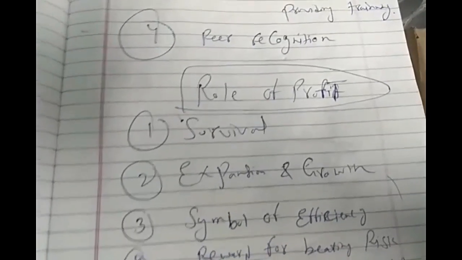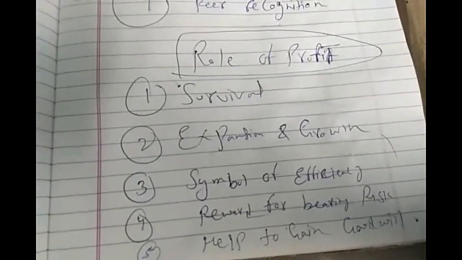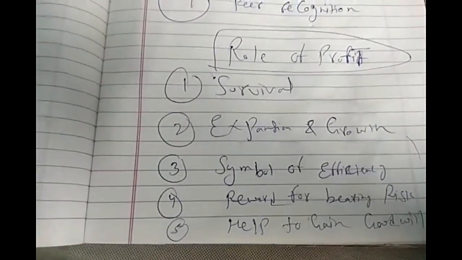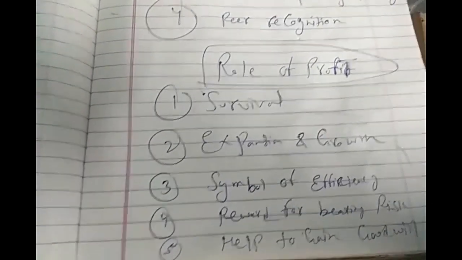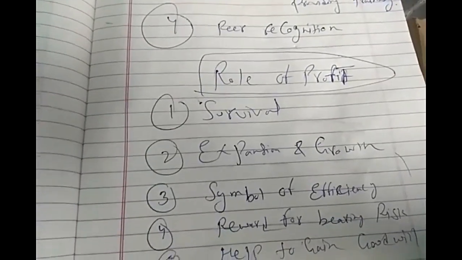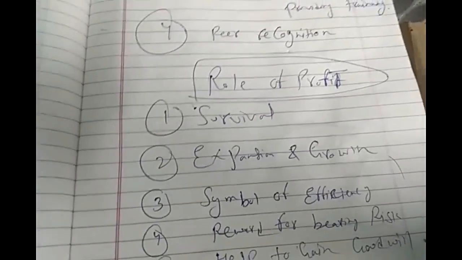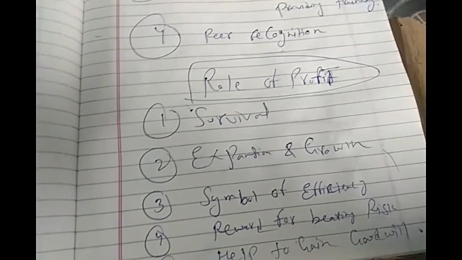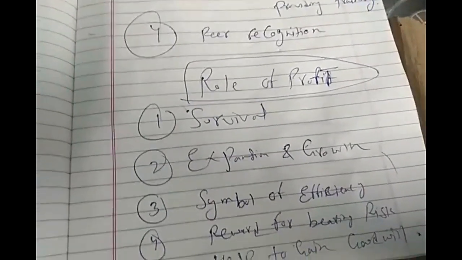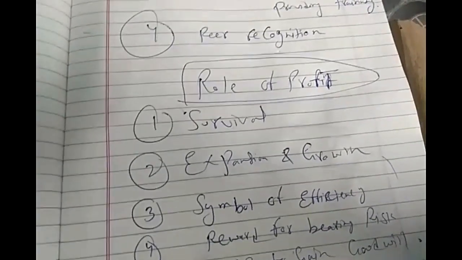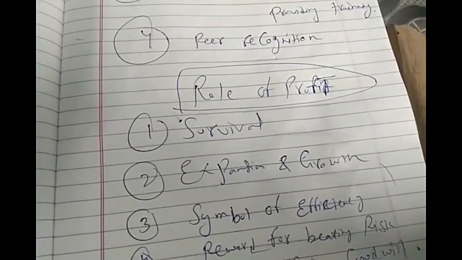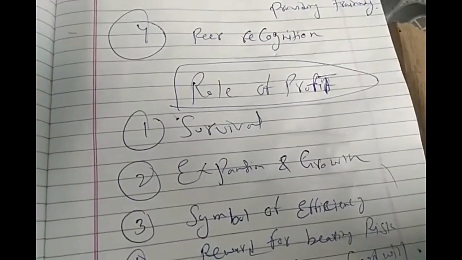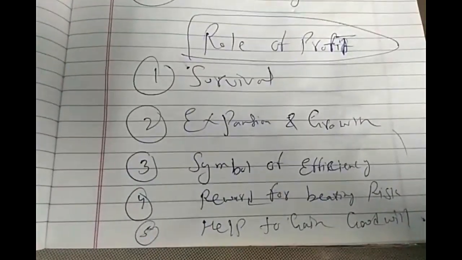That is clear. Next, profit is a symbol of efficiency, or we can say an index of performance. Any business can be analyzed or evaluated only on the basis of profit. If the firm is earning more and more profit, it means the performance of the business unit is very good, because of that only they are able to earn profit. If it incurs loss, then obviously that business is not successful, and we should remove that business from the economy. That is clear.